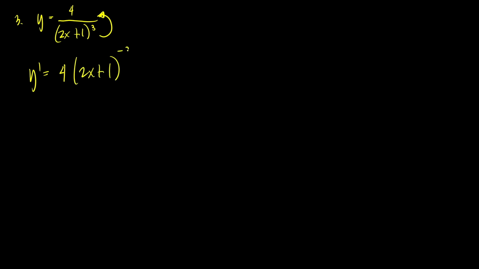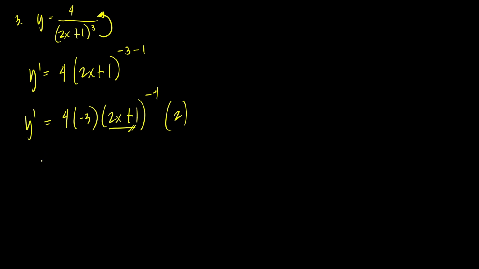So we have 2x plus 1, then the exponent turns negative, okay? And then we can apply the power rule. So we have 4 times negative 3, (2x plus 1), then raised to negative 3 minus 1, so we have negative 4. Then the derivative of the inside: the derivative of 2x is just 2, and the derivative of 1 is 0. So we have 4 times 2, we have 8. 8 times negative 3, we have negative 24.